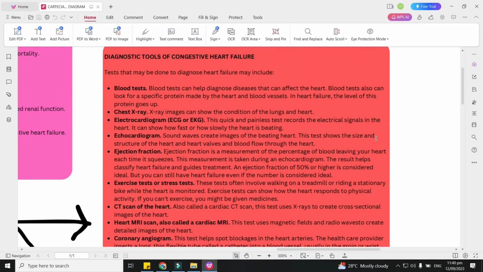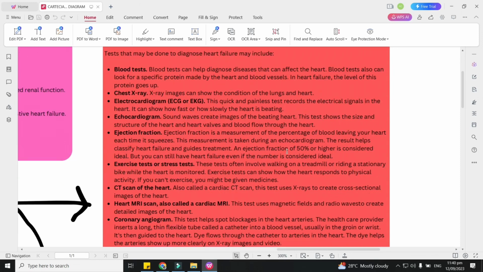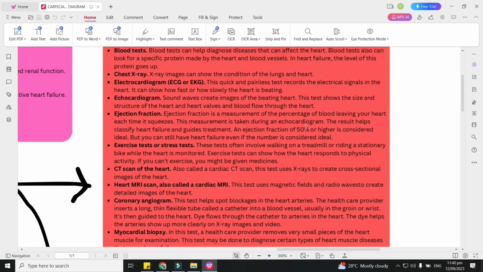ECG or electrocardiogram. It is a test that records the electric signals in the heart. So it really shows how fast or slow your heart is beating. Then echocardiogram, which uses sound waves that create images of the beating heart. This test shows the size and structure of the heart, the valves, and blood flow through the heart.